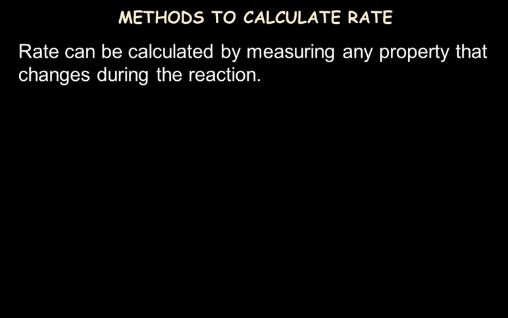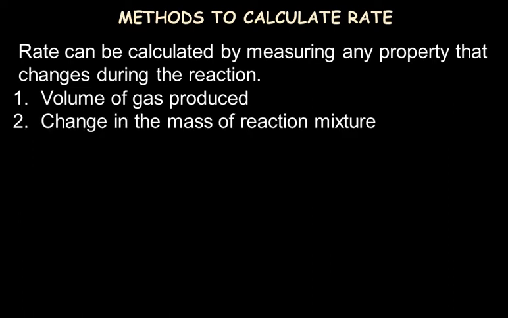And to calculate the change in the reactants or products, we can measure any property that changes during the reaction. For example, if a gas is produced during the reaction, then measure the volume of gas produced per unit time, or calculate the change in the mass of the reaction mixture if a gas is evolved out per unit time again.